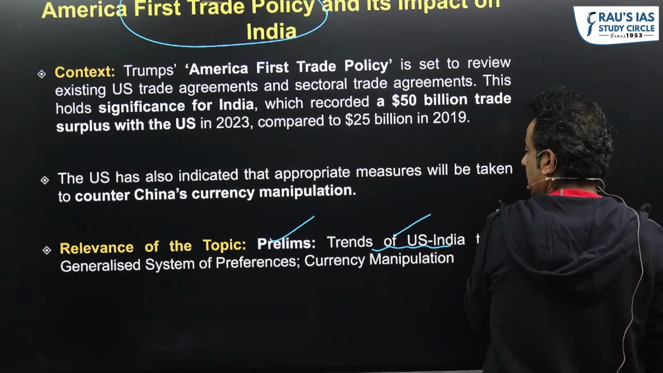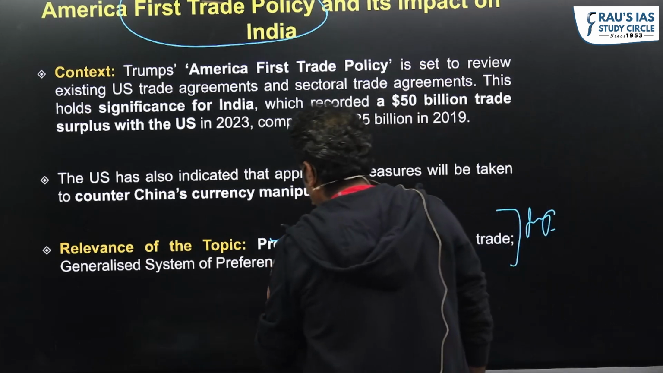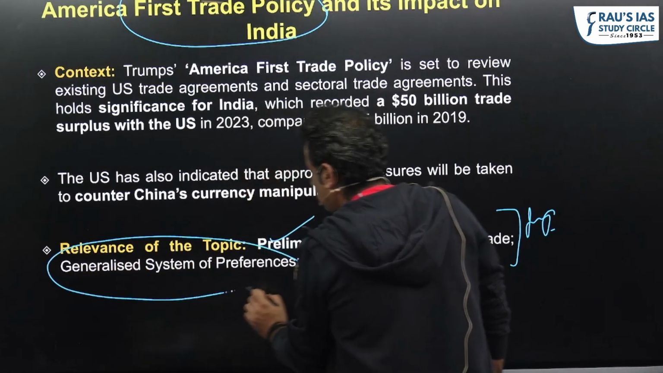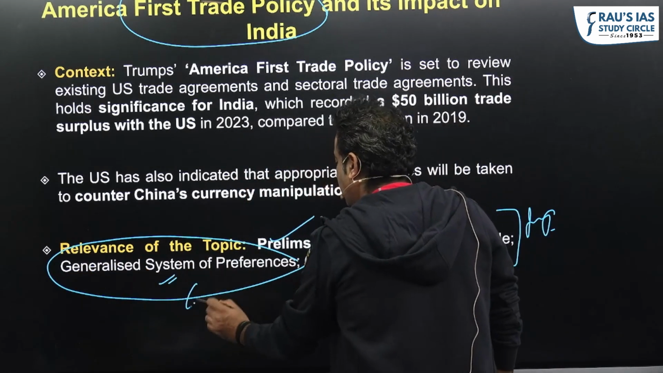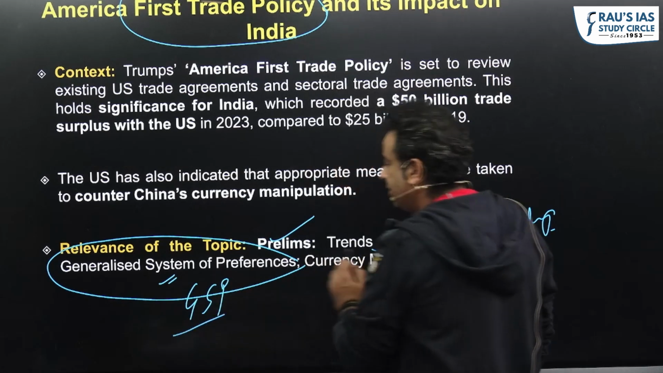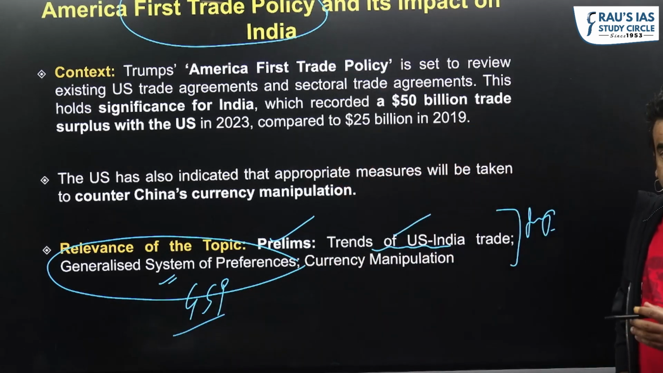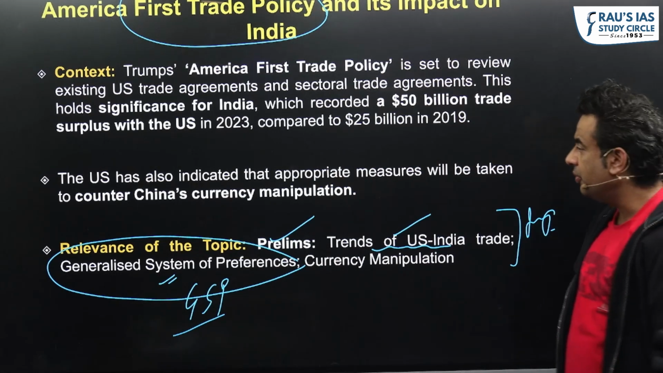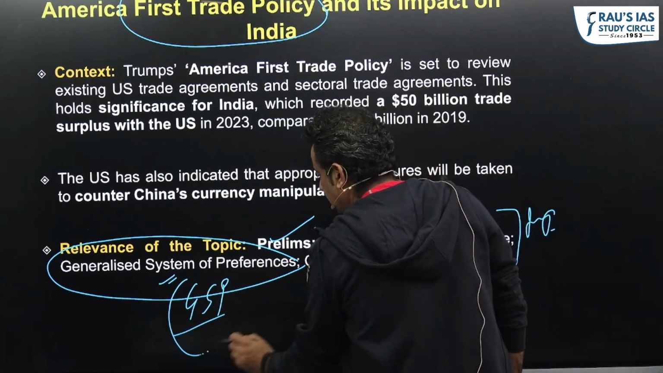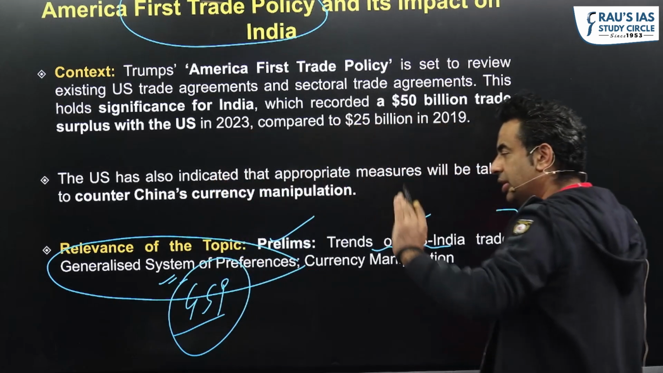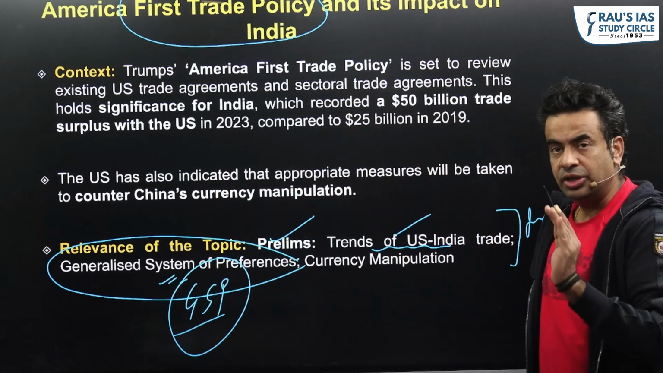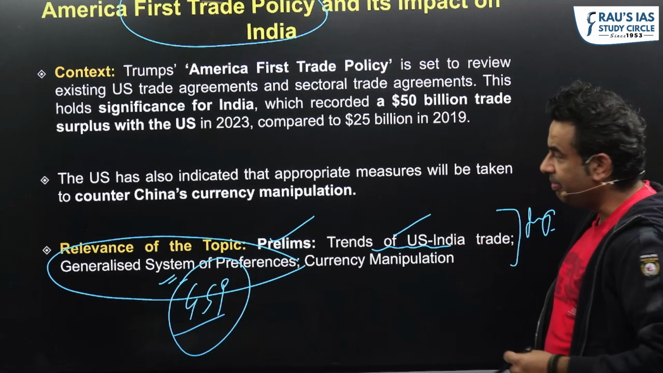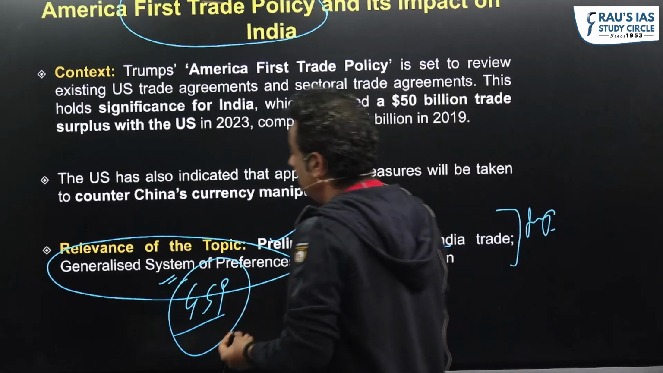Important to know. And within this context, we need to know a bit about what exactly GSP is, the Generalized System of Preferences. Though Trump, in his last term, when he was the president, revoked GSP for India. So GSP was in the news at that time, but still GSP as an issue is relevant, that is the Generalized System of Preferences, and we need to know a bit about this also.